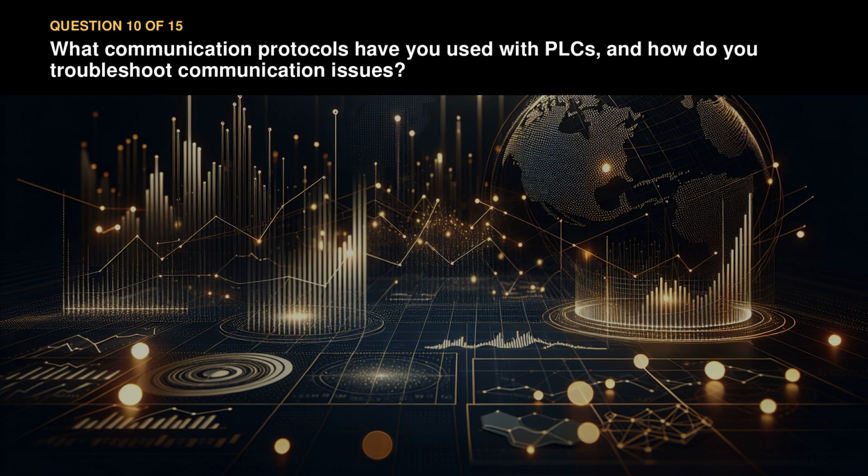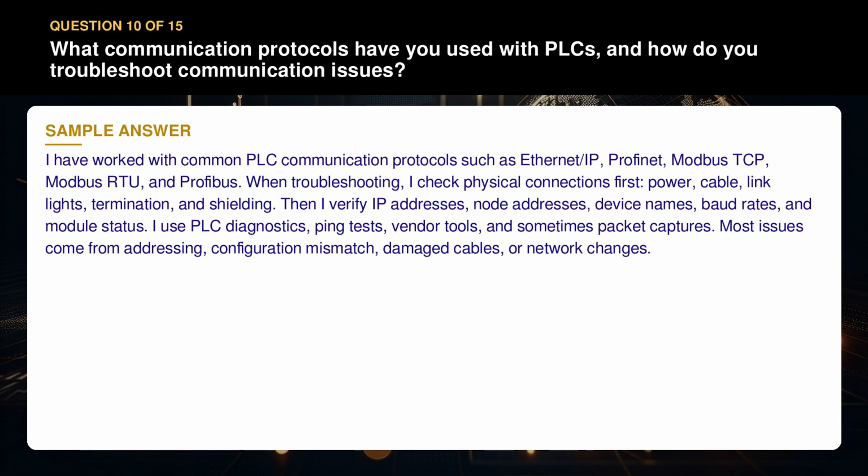Question 10. What communication protocols have you used with PLCs, and how do you troubleshoot communication issues? I have worked with common PLC communication protocols such as Ethernet IP, Profinet, Modbus TCP, Modbus RTU, and Profibus. When troubleshooting, I check physical connections first: power, cable, link lights, termination, and shielding. Then I verify IP addresses, node addresses, device names, baud rates, and module status. I use PLC diagnostics, ping tests, vendor tools, and sometimes packet captures. Most issues come from addressing, configuration mismatch, damaged cables, or network changes.